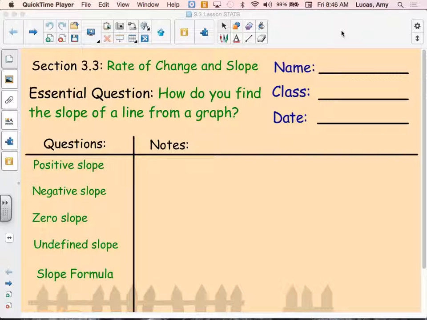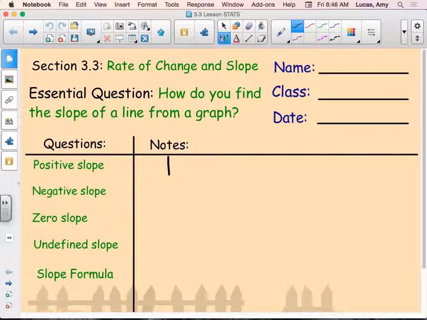Lesson 3.3, Rate of Change and Slope. Our essential question is, how do you find the slope of a line from a graph? We have 5 new vocab words, and for each of these words I'm going to draw a picture for you. The first one is positive slope. When a line has a positive slope, it's going up from left to right.